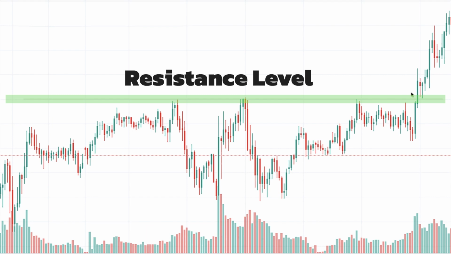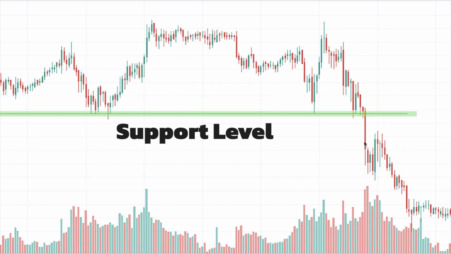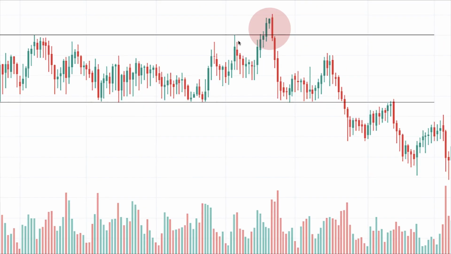So when we have a breaking out of a resistance level, actually the price breaks above a resistance level, it's a good opportunity to buy or enter a long position, and when the price breaks below a support level, it's a good opportunity to sell or enter a short position. But the market doesn't always go the way you expect, and many of the times the breakout is a false breakout and you need to confirm the breakout.